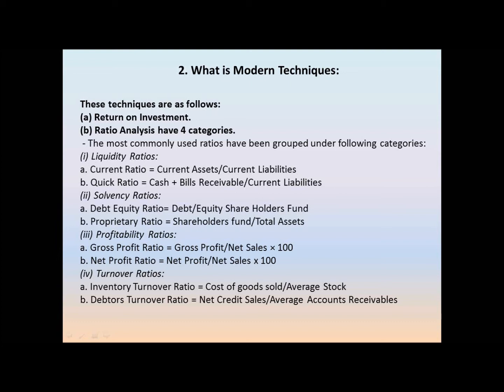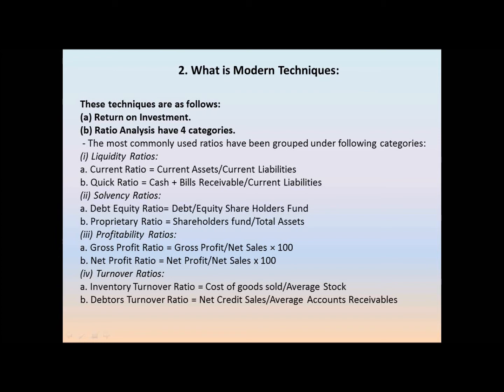Next is ratio analysis. Ratio analysis is a technique of analyzing the financial statement of a business firm by computing different ratios. The most commonly used ratios have been grouped under the following categories. The first one is liquidity ratios. Liquidity ratios are calculated to know the short-term financial position of a business and its ability to pay short-term liabilities. It includes current ratio and quick ratio.